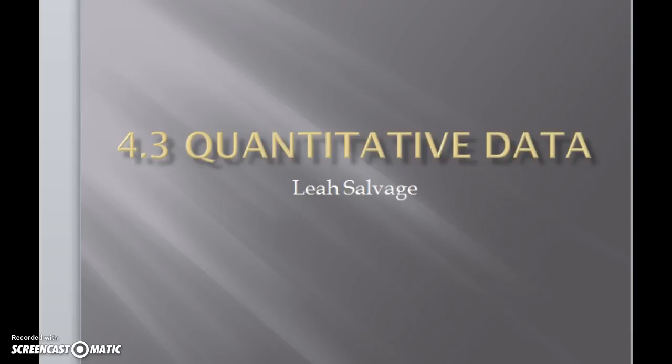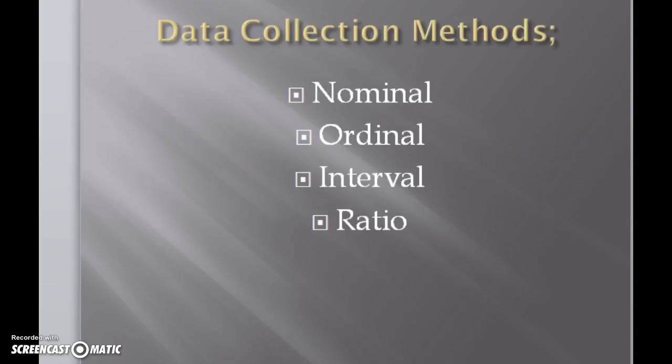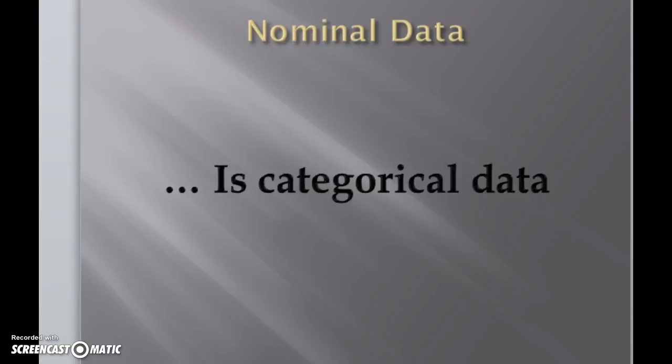This is the 4.3 quantitative data part of the assignment, and we are still looking at data collection methods. With the quantitative data, there are 4 different types: nominal, ordinal, interval, and ratio. Firstly, we have nominal data, which is categorical data, and it is used to gather percentages or ratios.